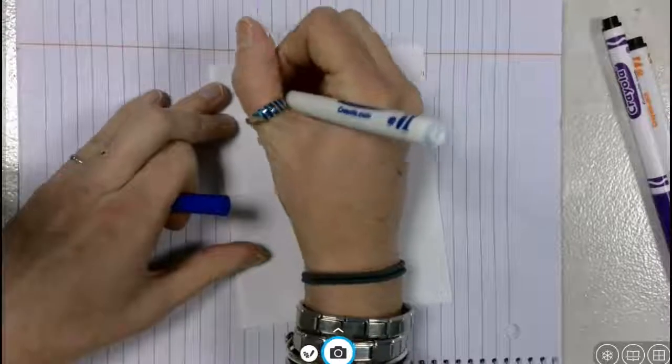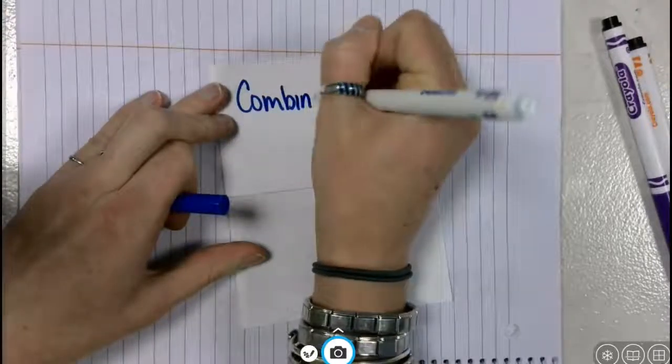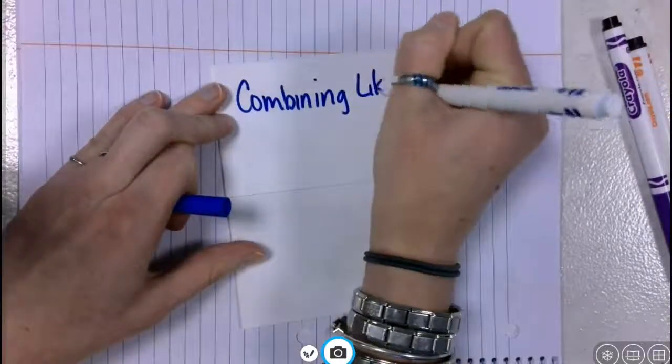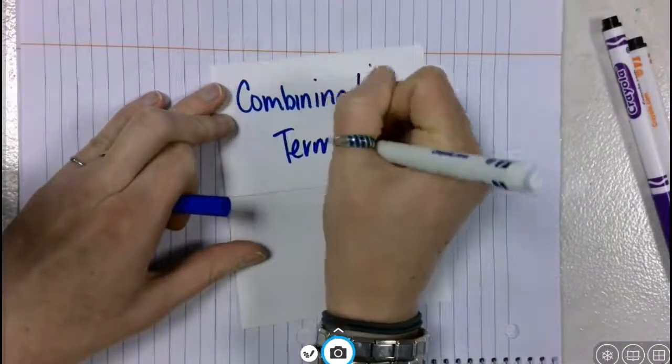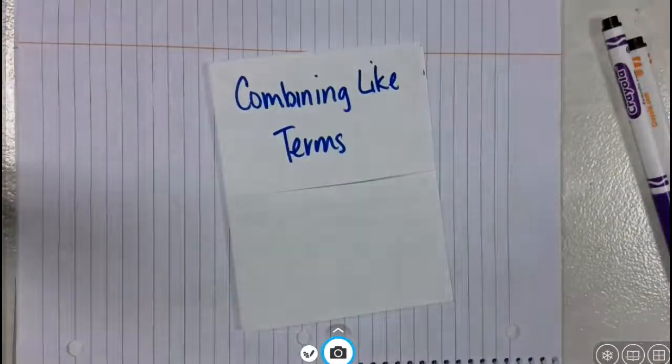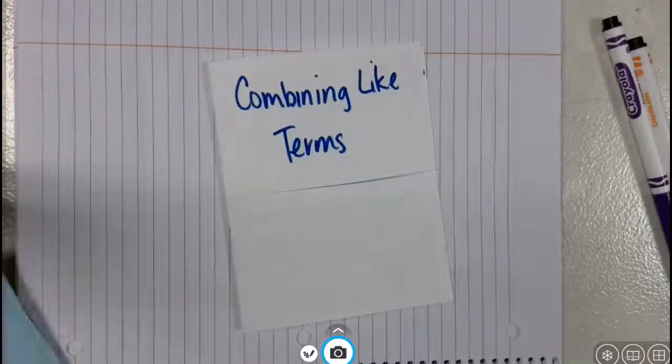Here we're going to be combining like terms. So we're going to go ahead and write that out. So combining like terms becomes really important here when we start working on these learning targets. And I want to go ahead and show you the learning target. We only have one learning target today.